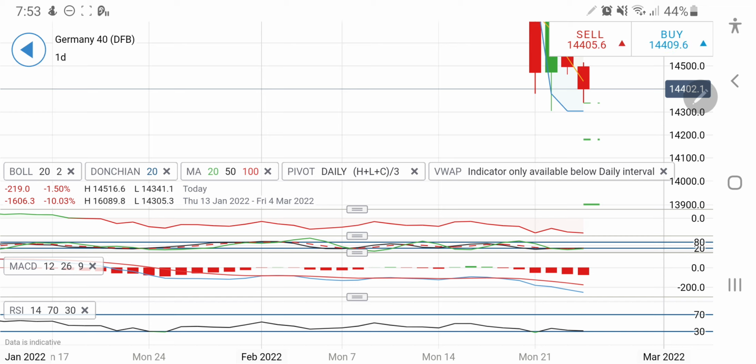However, it is oversold, it can reverse anytime. Take a long entry at 14500 plus minus 10 points, you can always keep, and take a long entry there for any confirmation of reversal.